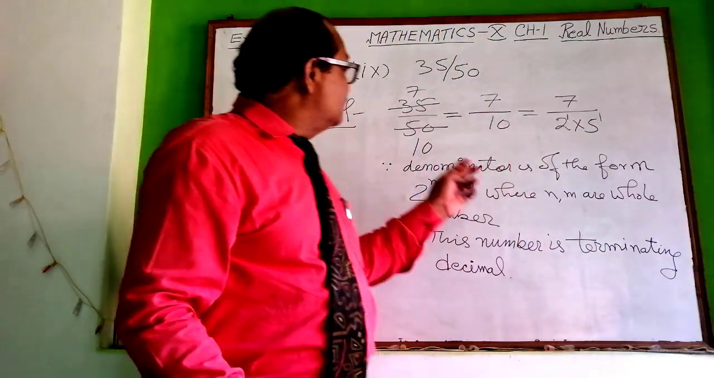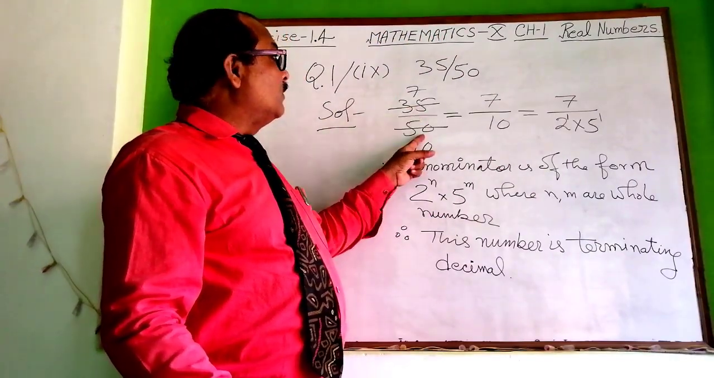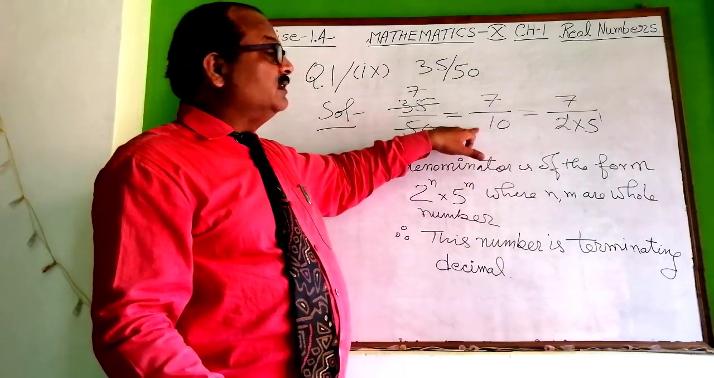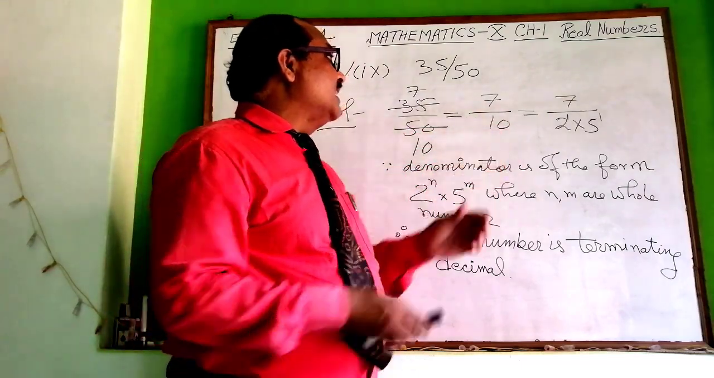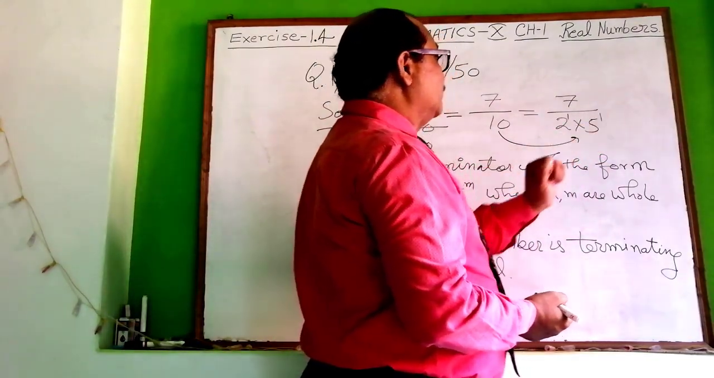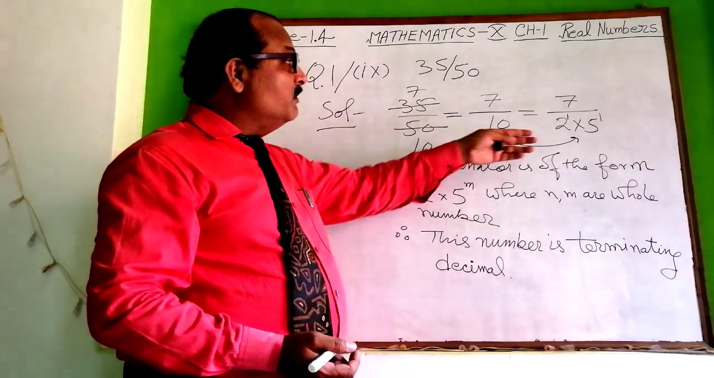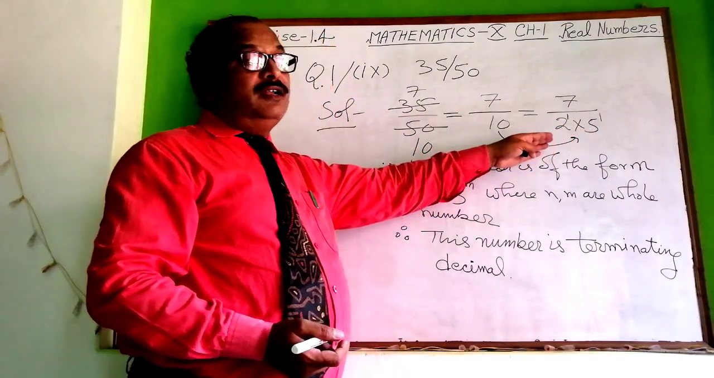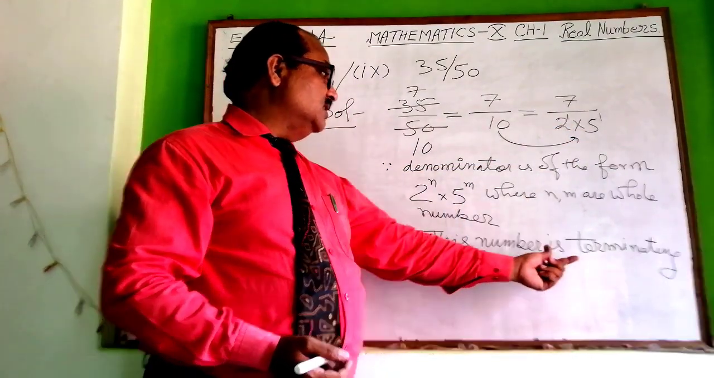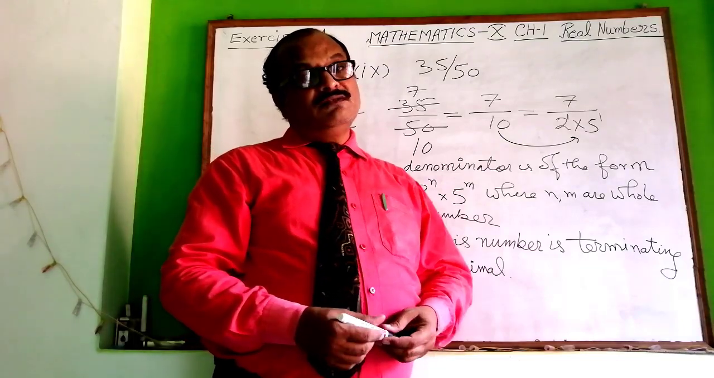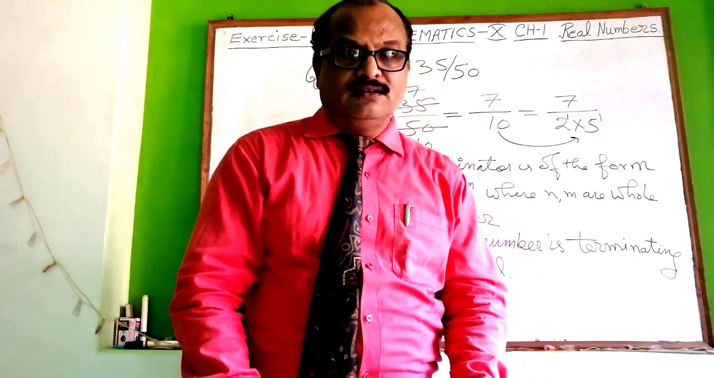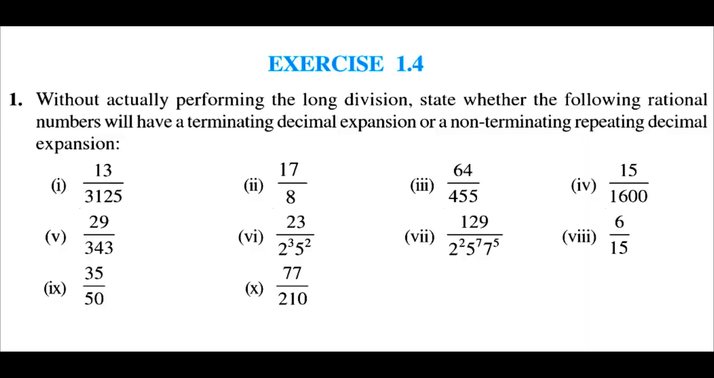So convert the number, as here I have converted 35 upon 50 into the form of p upon q, with no common factor other than 1. After that we will factorize the denominator in the form of 2 raised to the power n, 5 raised to the power m. In this way you will decide the type of the decimal expansion. So here you can see in this form, the number is a terminating decimal. So question number 1 is finished. There are 10 parts in question number 1. You do all these. Questions of the exercise are given.